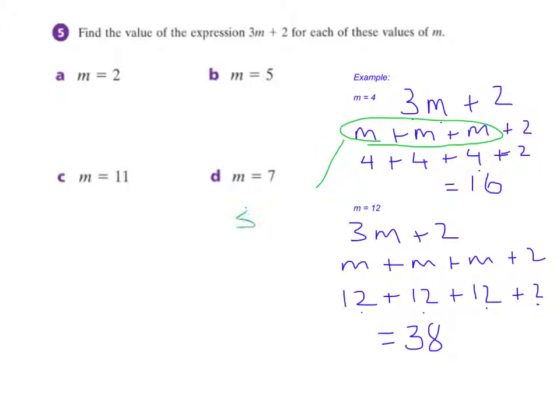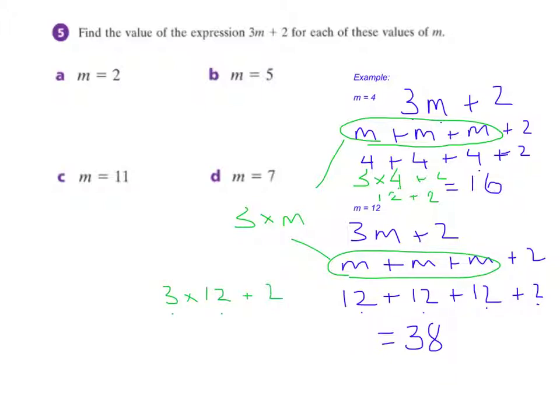Now some of you may have noticed while I was explaining this that 3 m's is the same as 3 times m. So I could have done it as 3 times 4 plus 2. So 3 times 4 is 12 plus 2 equals 16. Same over here. It's 3 times m, so I could have gone 3 times 12 plus 2. 3 times 12, I've got to work that out first, is 36 plus 2 equals my 38. So it's like putting a bracket around that.